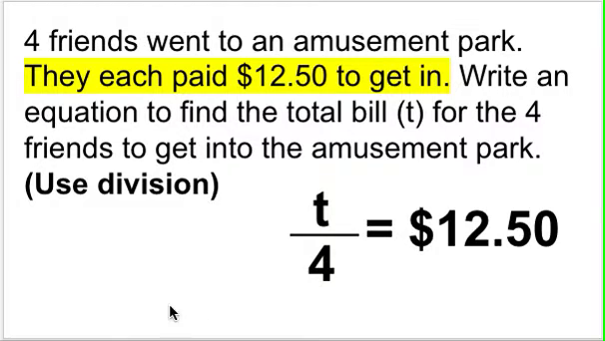So now if you start to piece things together here, this is the T for the total bill divided by the 4 friends, and they each are going to pay $12.50. So that's how you would create a division equation with that story problem.